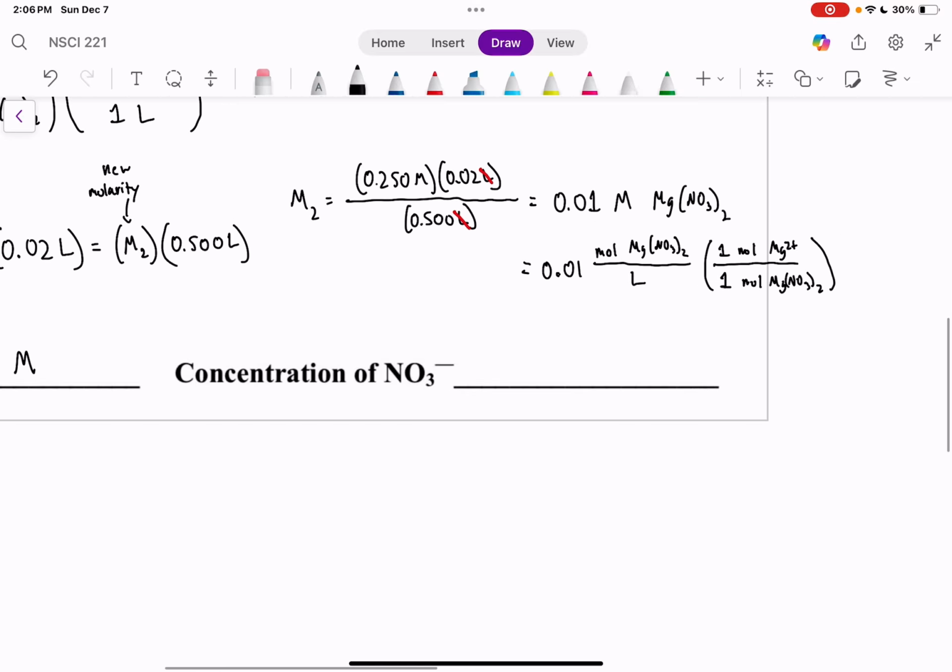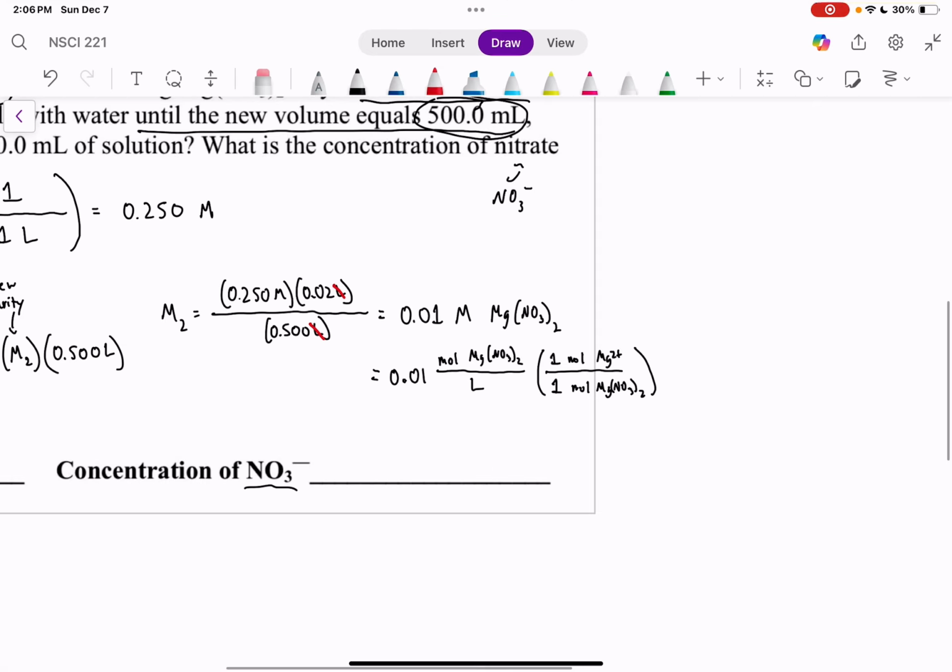Now, if we apply the same logic to the nitrate ion, we see that this has a subscript of 2, right? So it has twice as many moles of nitrate than magnesium, because there are 2 nitrate ions per 1 magnesium ion according to our formula. So then the nitrate concentration is 0.02 molar.